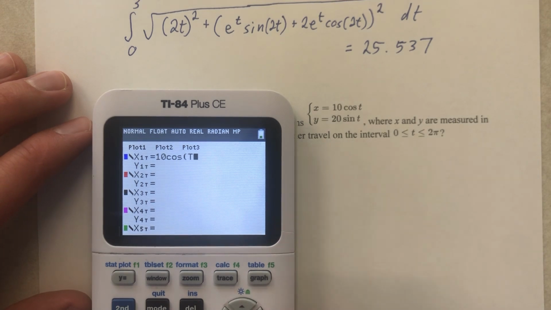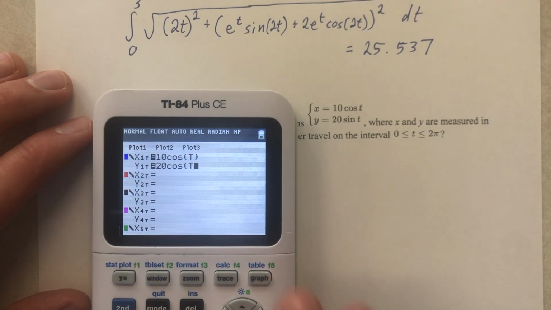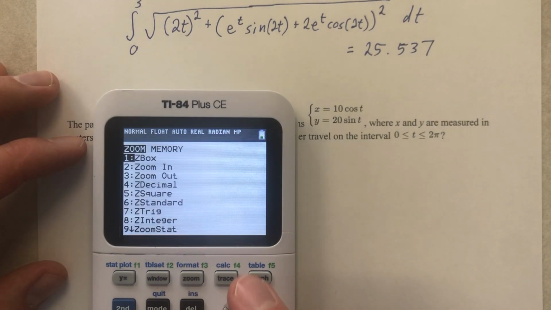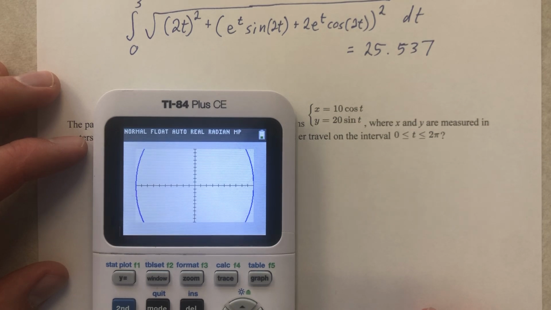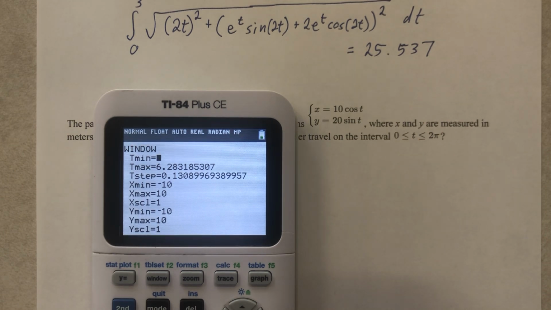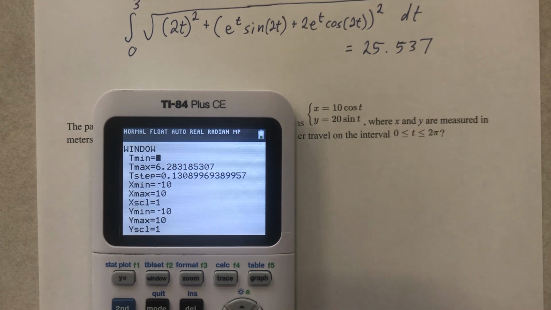10 cosine of t and 20 cosine of t. Whoops, 20 sine of t. My fault. 20 sine of t. And we're going to graph this from 0 to 2 pi. That is 2 pi. So let's go to a standard window. Zoom standard. Oh, we don't see it, but it went around like that, and when I pressed zoom standard in my heart, my mathematical heart, I was thinking maybe it's going to adjust the t values. It didn't. On a calculator, the default t values are 0 to 2 pi, so convenient for this problem.